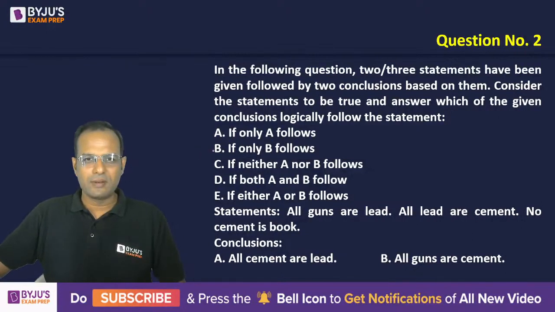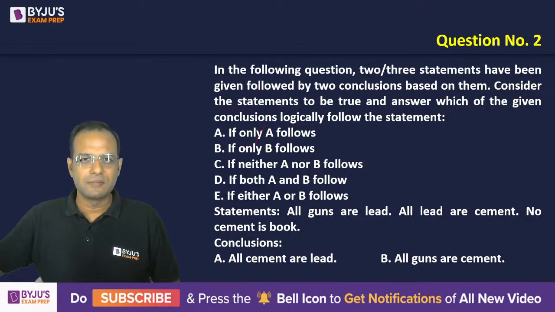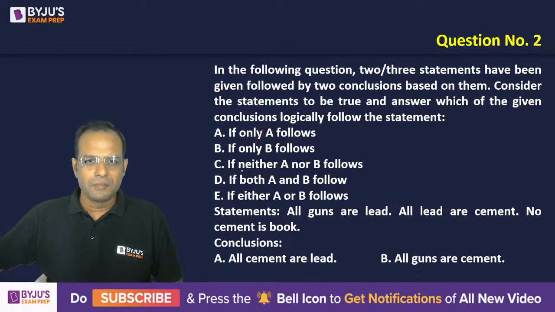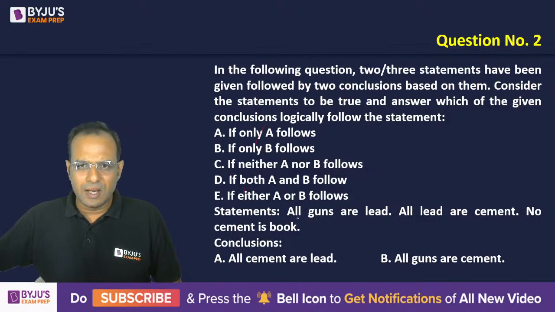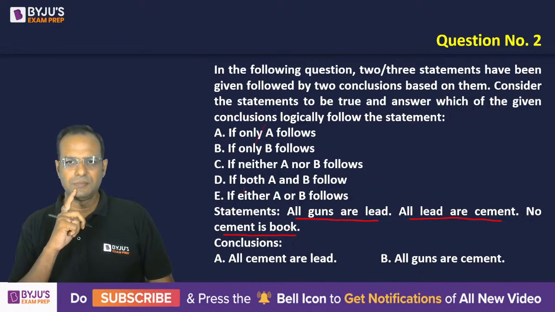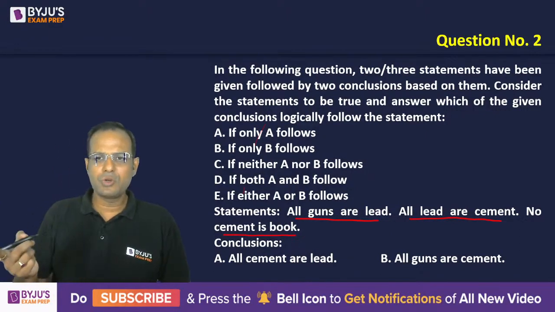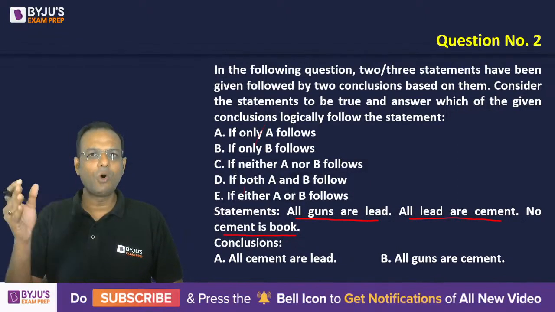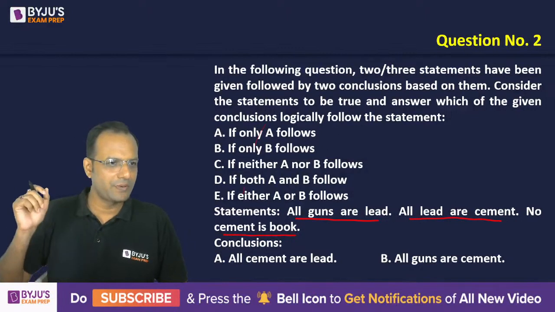In the second one, let us see. All guns are lead. All lead are cement. No cement is book. You should be able to do this hands down. It's all and no. So what is the conclusion?